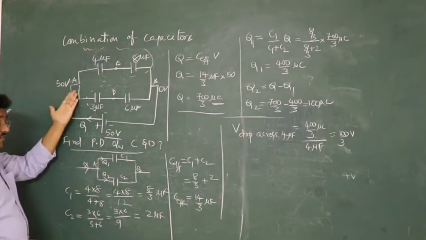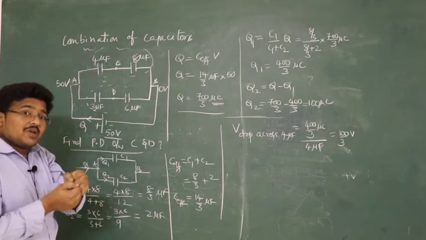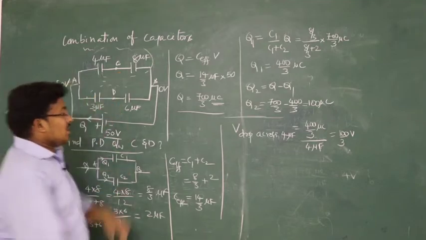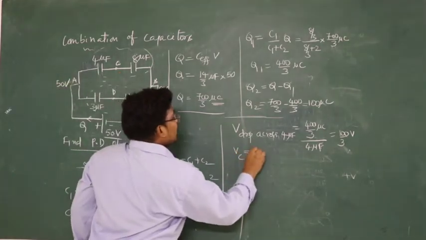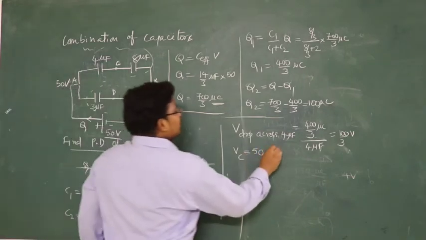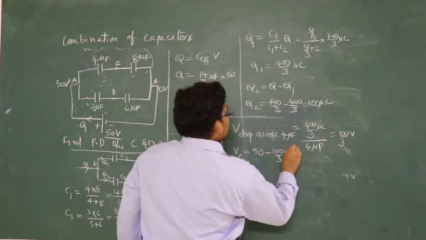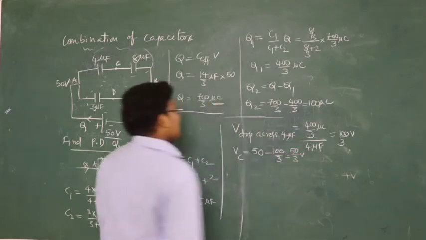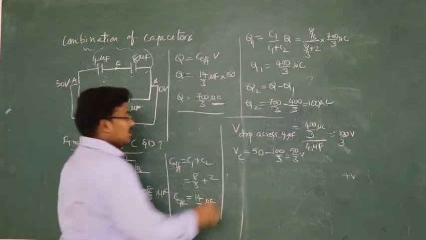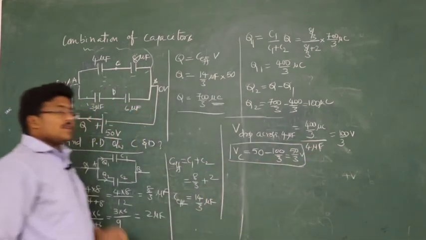Okay, 50, we have a 50 here. Now here how much is dropping? 100 by 3. Now what is the VC? Now can I say VC will be in that 50, this 100 by 3 will be dropped, means 50 minus 100 by 3, which will be called as 50 by 3 volts. Now what is the V at C? V at C we got as 50 by 3 volts.